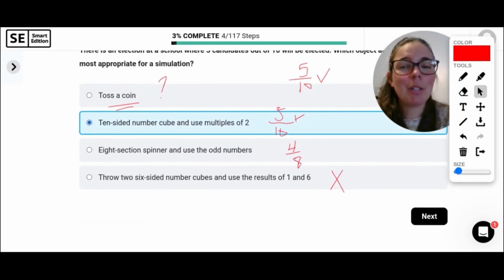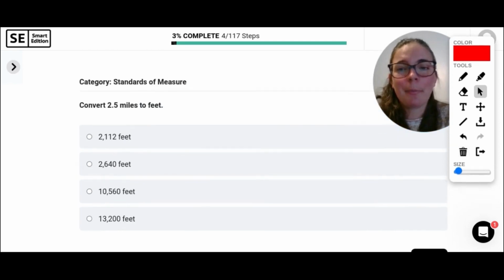Sometimes they make these questions a little bit confusing because you may think that multiple answers could theoretically be correct. You want to choose the one that most closely matches.